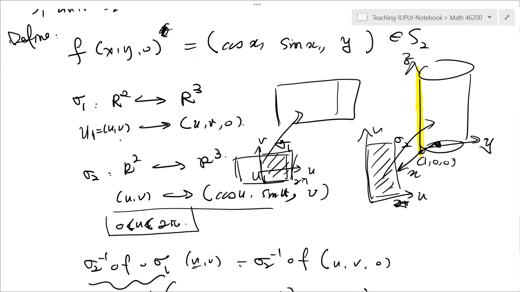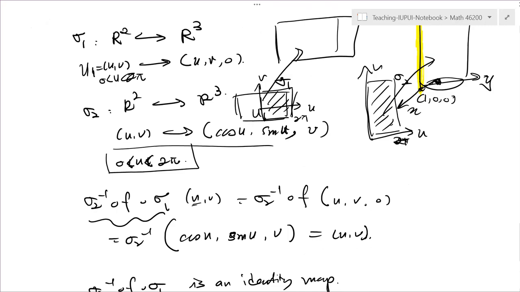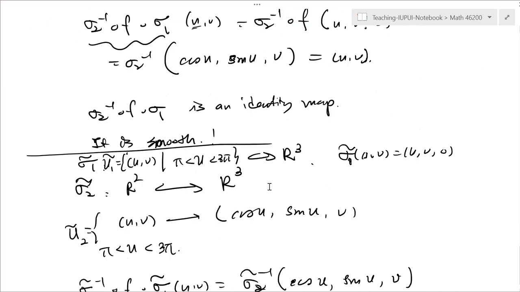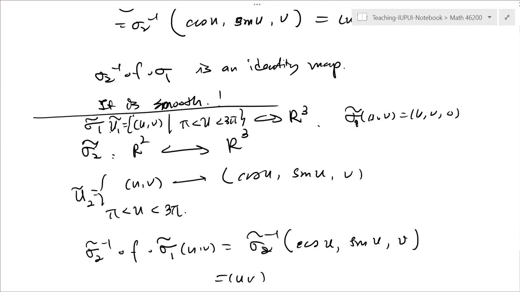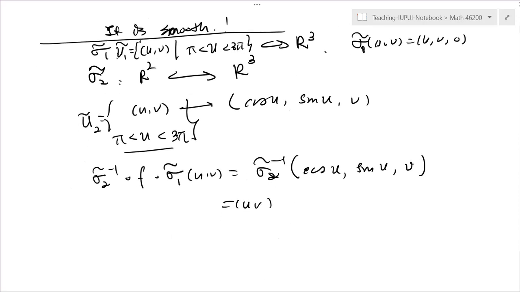For U1, you still have to assume that it is less than 2 pi. Okay. Then you get the identity map. And similarly, if U1 tilde and U2 tilde are determined by this inequality, then you still have this identity map. Okay, so then of course it's smooth.